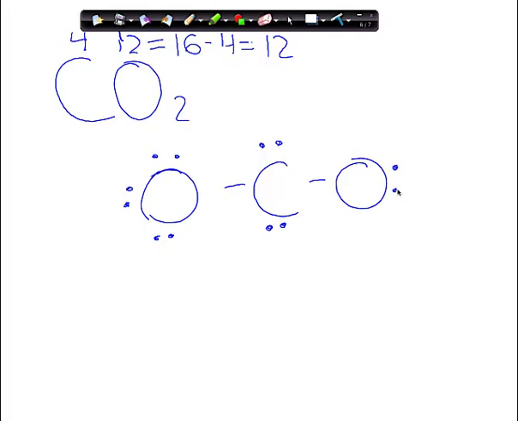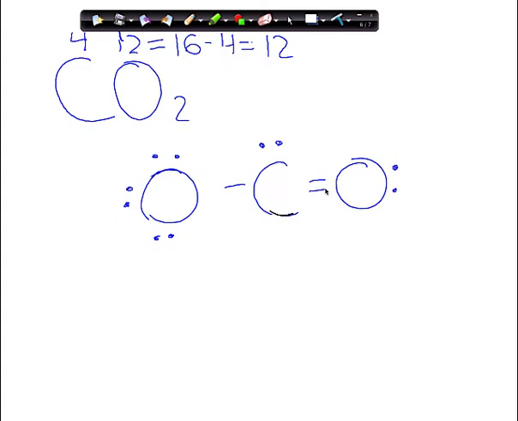And now, guys, we need to check the octet rule. Is this oxygen happy? Got a full octet. Is this carbon happy? Full octet. Is this oxygen happy? It is not. It's only got 4 valence electrons. So this is where we then start to push electrons around. We'll pull these off. We'll move these. All right. We'll pull those off. We'll move these over. Now we're getting closer.